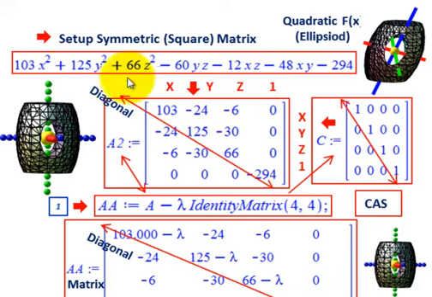Just to show how it would go, the squared terms sit on the diagonal, so x row times x column would be x squared, that would be 103. A y column times y row, that would be 125. That's the coefficient. You can see y times y, that's y squared, 125. And z squared would be row z, column z, coefficient 66. And then we got that lone value, 294, minus 294.